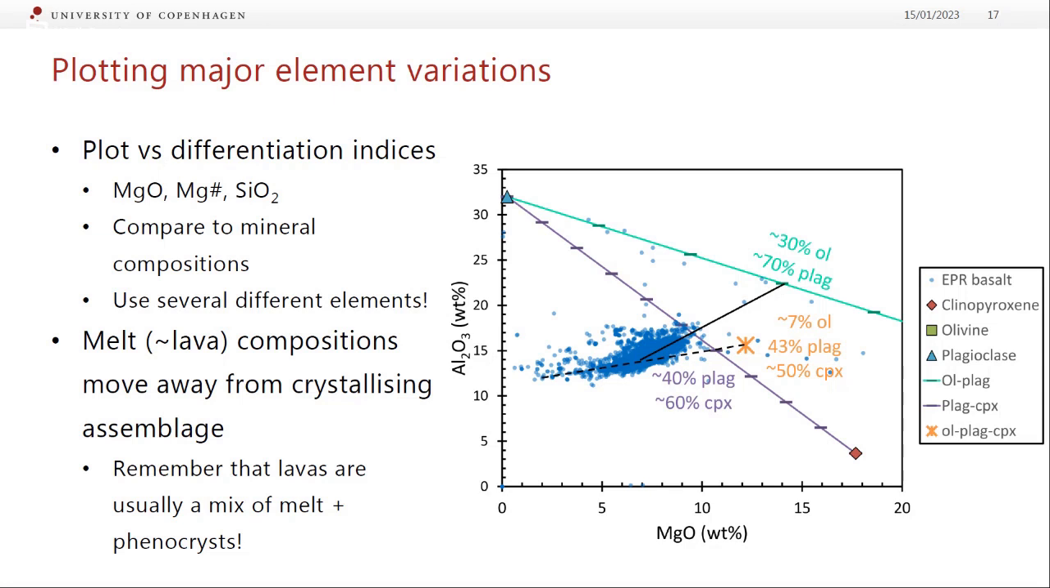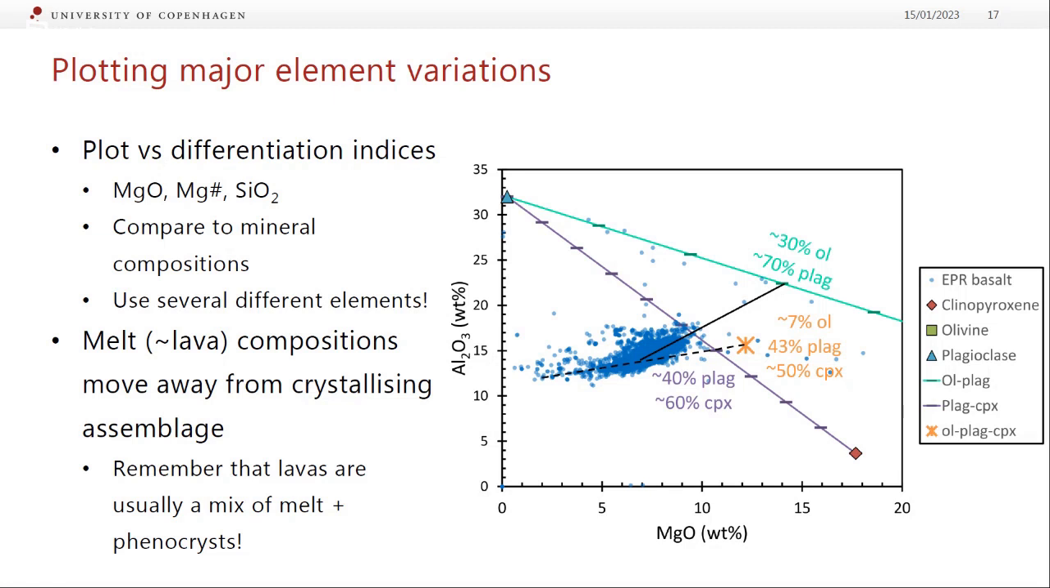It also just gives you a summary of the approximate compositions, and you can even distinguish whether stuff can form from a single differentiation trend or whether you have two groups from different magma suites. So again, same as the phase diagrams, the melt composition moves away from whatever is crystallizing.